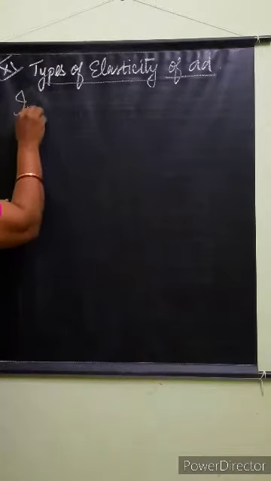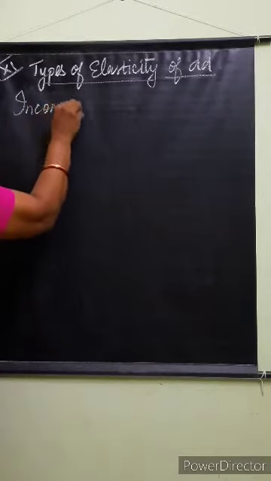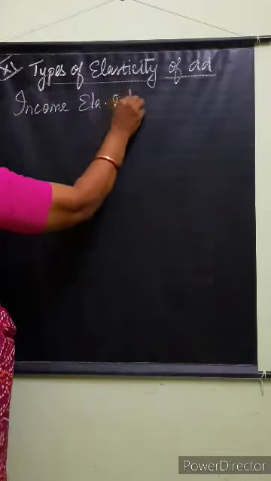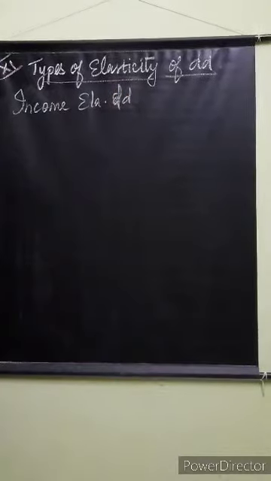And then, income elasticity demand. The second one is income. The same way, how the changes in the income bring changes in the demand. Sometimes if the income increases, the demand also increases. If the income decreases, the demand also decreases. So, the demand depends upon the income. It is one of the factors, isn't it? I already told you, the income is also a factor that influences the demand for a product.